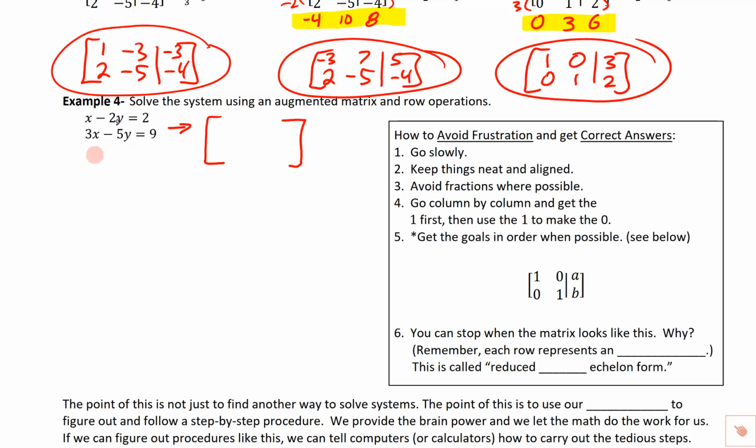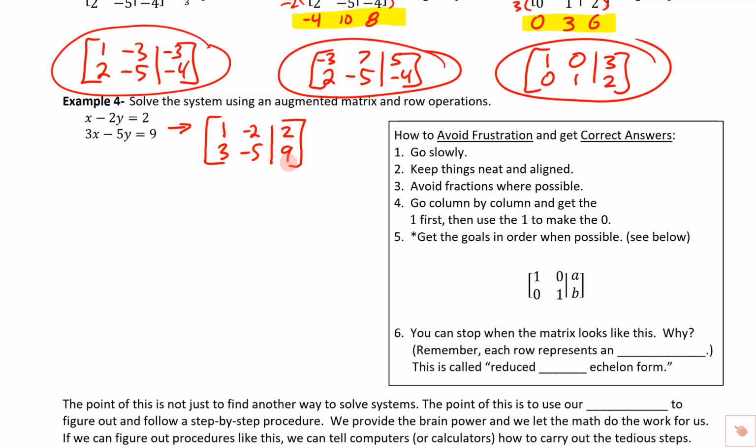It keeps track of the X column, the Y column, the answer column, and where the equal sign is. And all we have to do is play a little game with the numbers. So I'm going to write down a 1, a -2, and a 2. Write the line right here, and a 3, and a -5, and a 9.